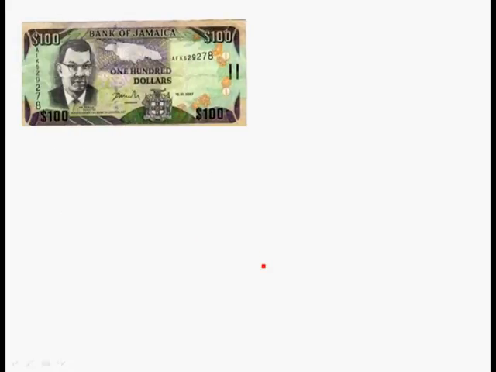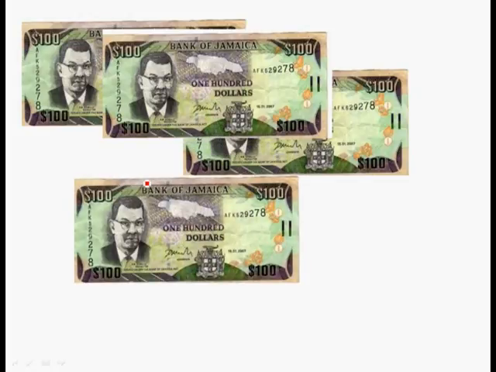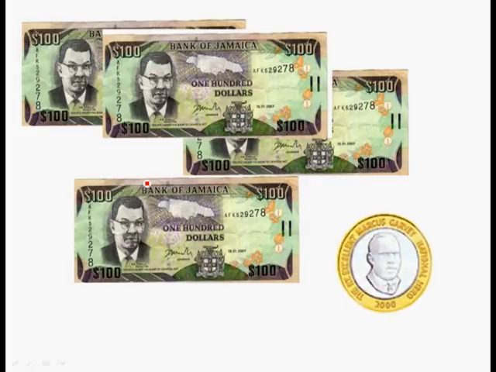Now, do you recognize this? Yes, $100. How many do we have? $200. How many do we have? $300. And $400. What is missing? The $20 coin. So here, one of the friends got $420.